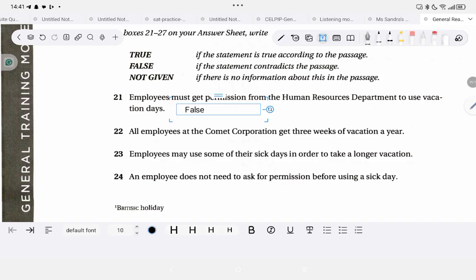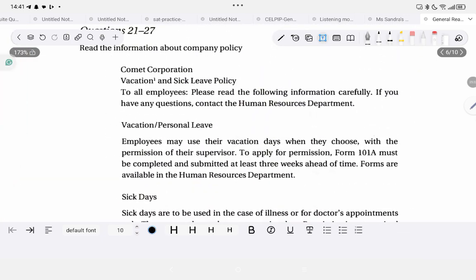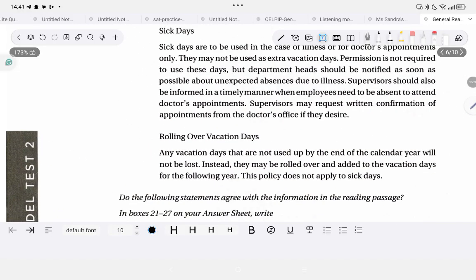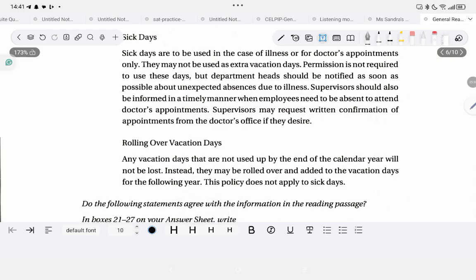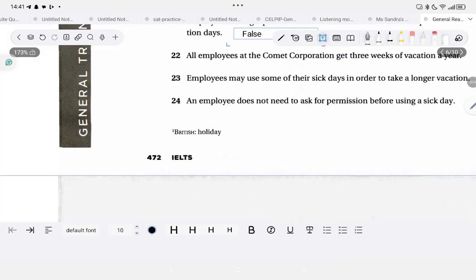22. All employees at the Comet Corporation get 3 weeks of vacation a year. Let's check. It says here... I can't see anything like that. 3 weeks vacation a year. So that's not given, right? Not given.